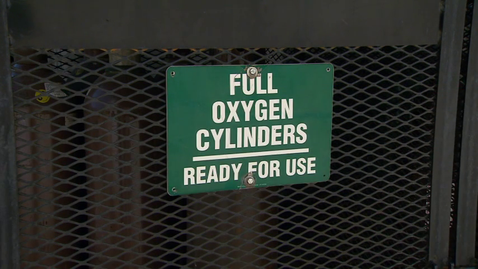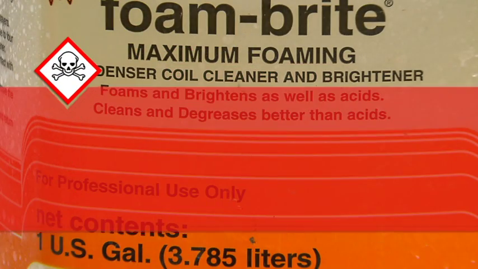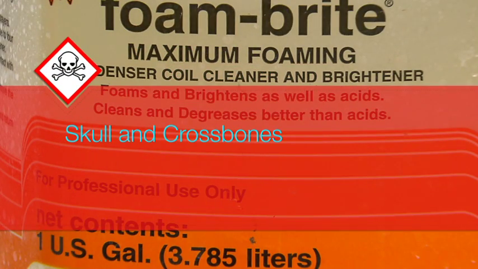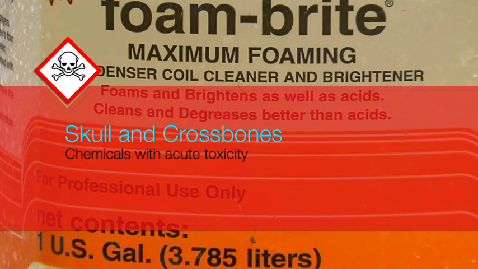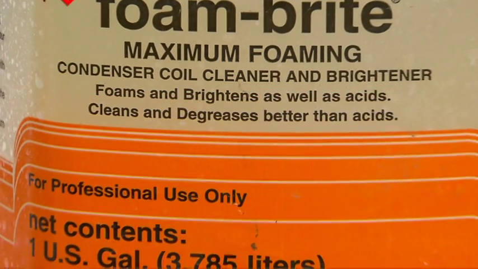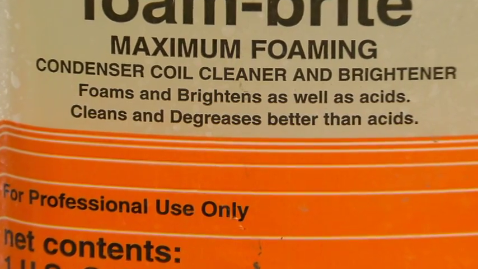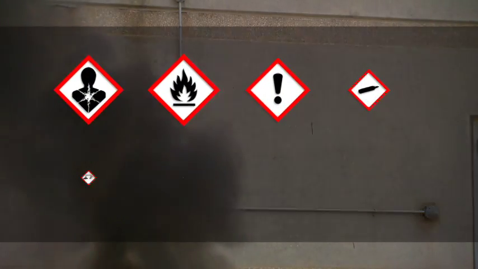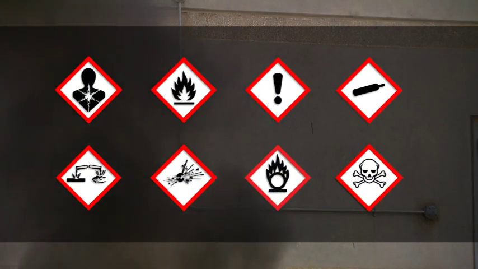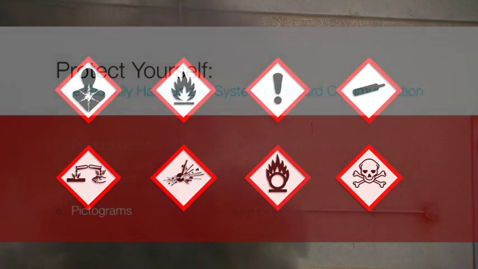One example is oxygen. The final pictogram in the new system is the skull and crossbones. This identifies chemicals with acute toxicity, which could be fatal or toxic, like condenser coil cleaner. Those are the 8 pictograms that visually help you figure out the hazard category.